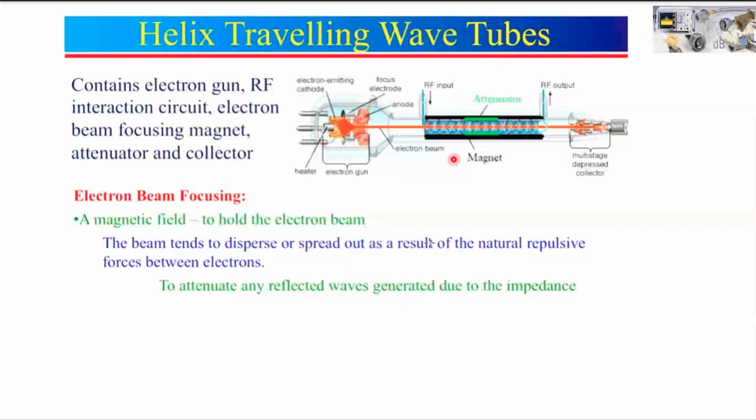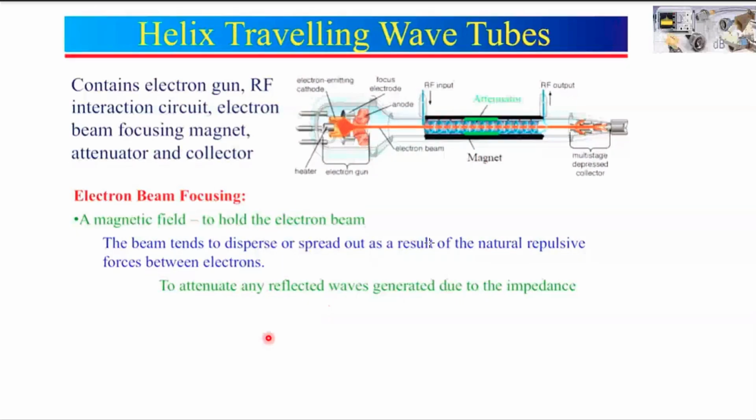So one is the electromagnetic wave, another one is the electron beam. Because of this velocity mismatch, they will not get enough time to interact with each other. And you know that once the interaction is maximum, output will be maximum. So in order to have more interaction, we generally slow down the electromagnetic wave by using different structures.